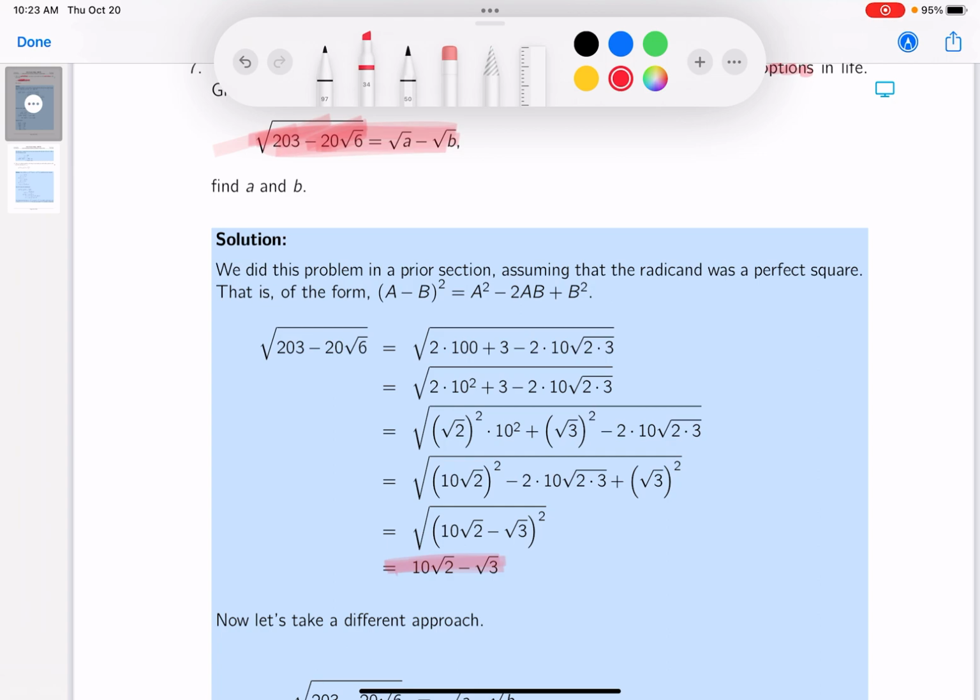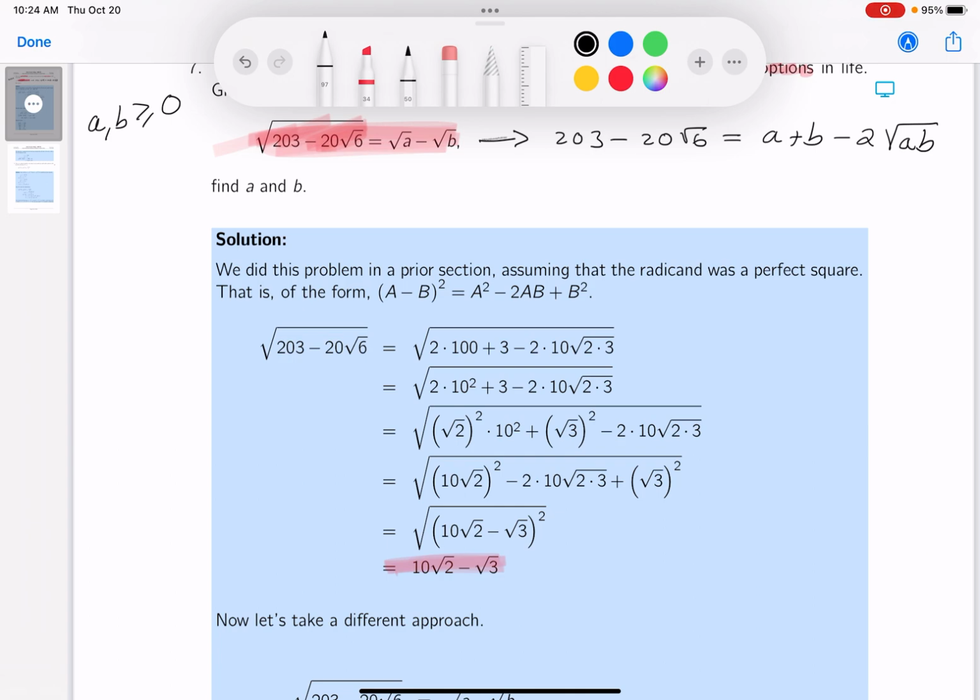The way I would do this is I would assume it's doable from the get-go. What I mean by that is if it's doable, I'll be able to figure out what the A and the B is, with the assumption that A and B are some positive numbers. So I'd square both sides, and you would get 203 minus 20 root 6 equals A plus B minus 2 root AB.